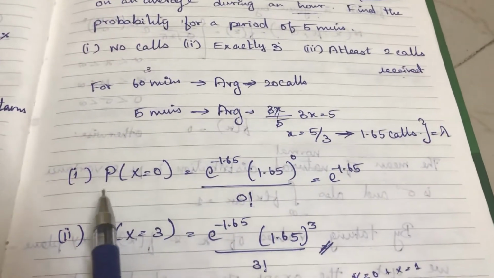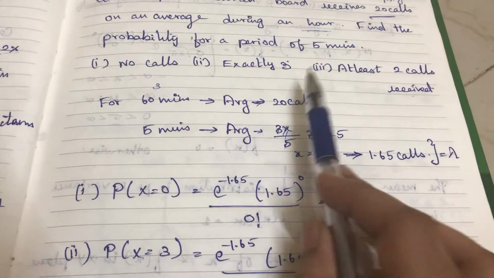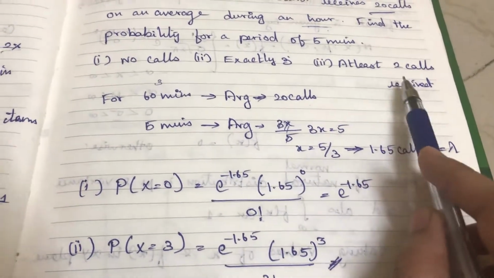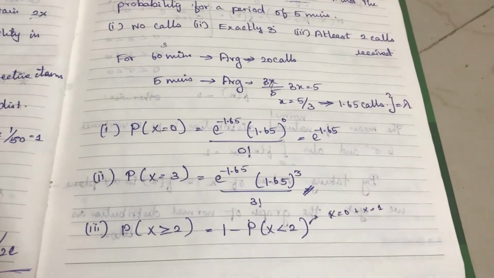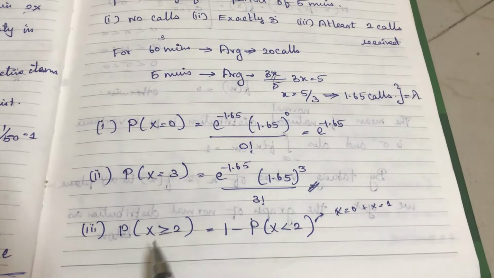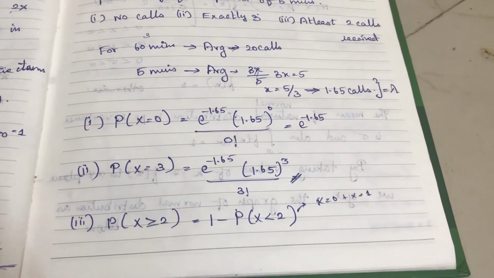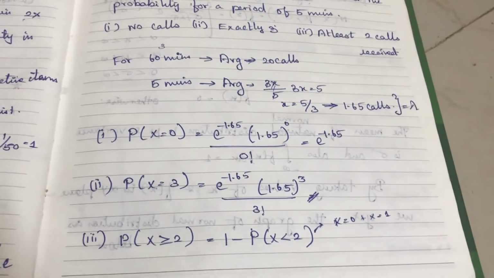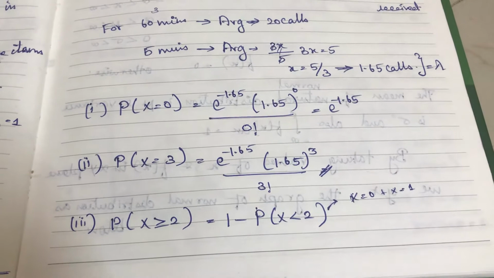So just substitute. No calls means x equal to 0. Exactly 3, x equal to 3. At least 2 calls means x less than 3, or you can write x is greater than or equal to 2. At least means greater than or equal to 2. So just substitute the value, you will get the value as it is.